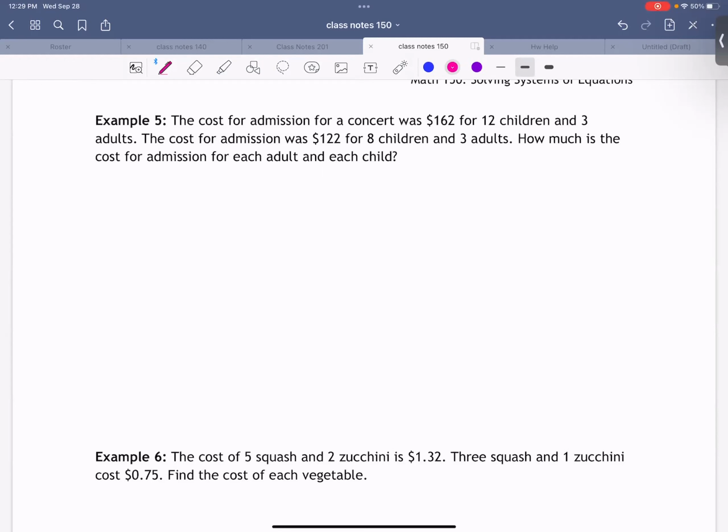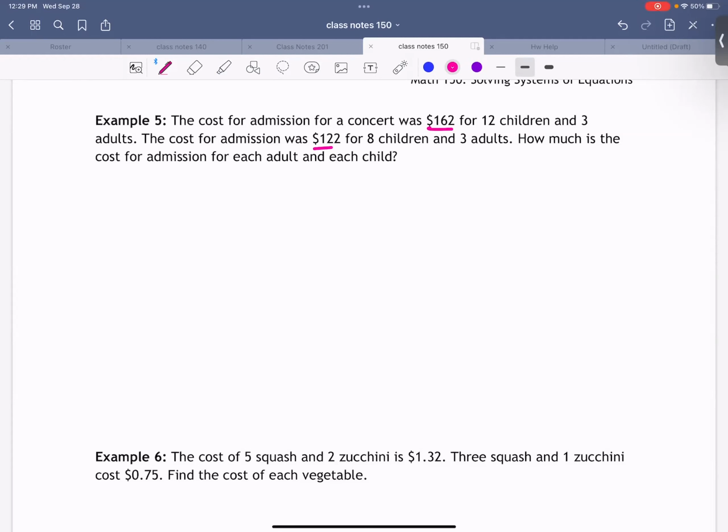Okay, so let's just take a look at this question. We have that the cost for admission to a concert is $162 if we have 12 children and 3 adults. We also know that someone came in and bought 8 children tickets and 3 adult tickets, and the cost was $122. We want to find out how much it costs for each adult and each child. So we don't know exactly the prices for each adult and each child, but through this information, we can actually figure out the individual prices.